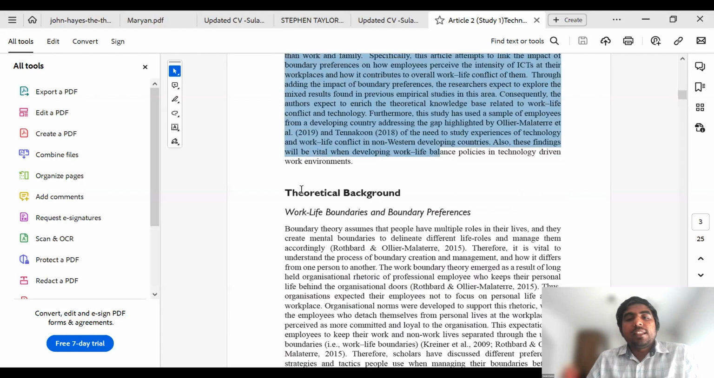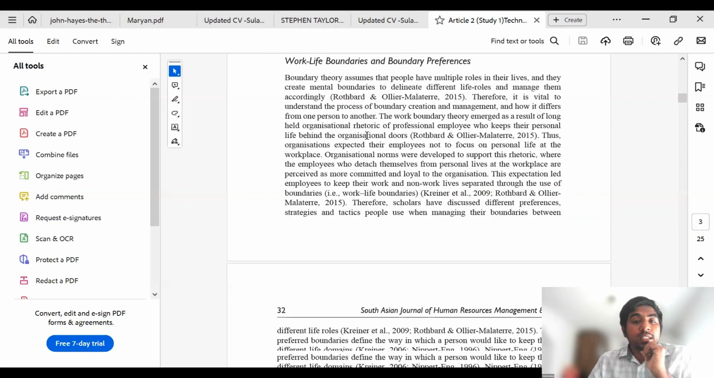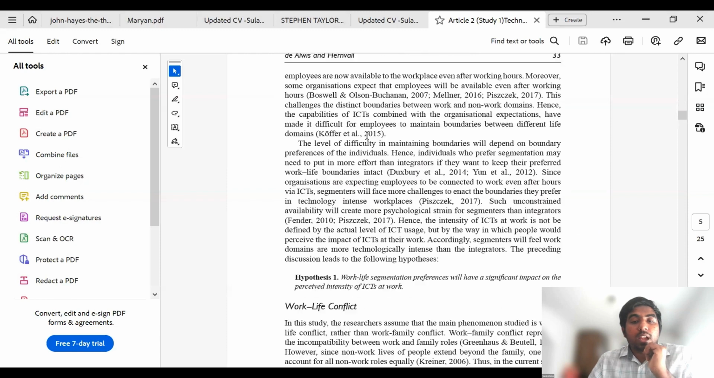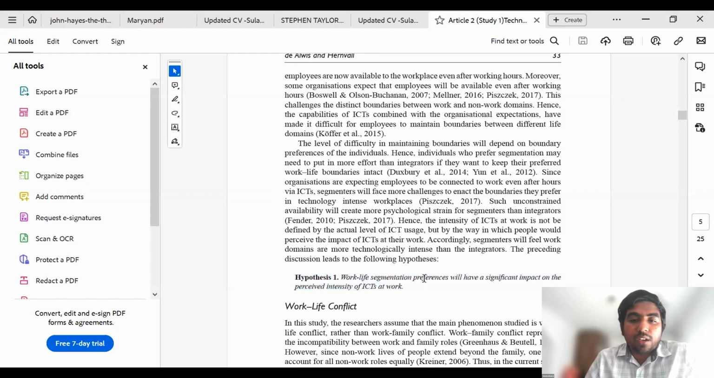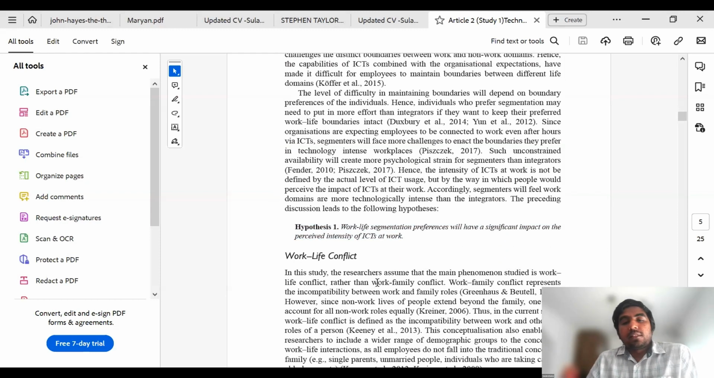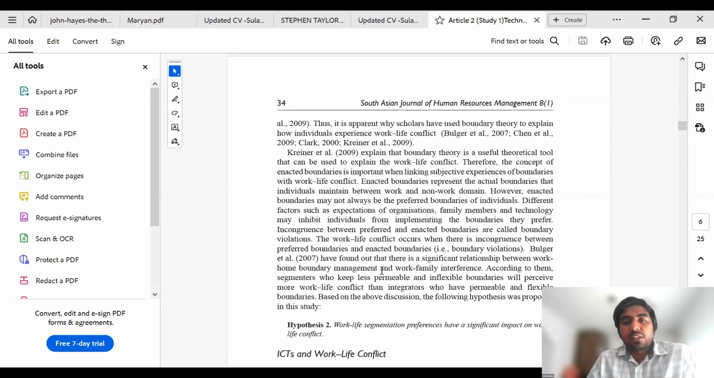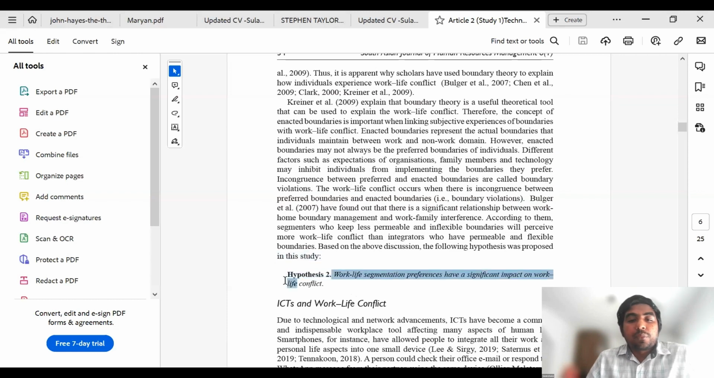Then in the theoretical background, I present the most important concepts related to my study. You can see that at the end of each section, I come up with my hypothesis. Based on that discussion, I develop hypothesis 1. Then I start the discussion on work-life conflict, present theoretical information about it, and then present hypothesis 2.